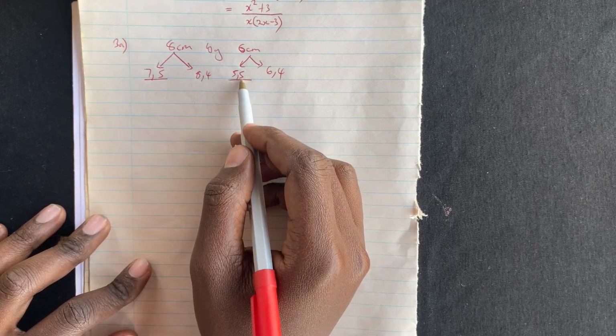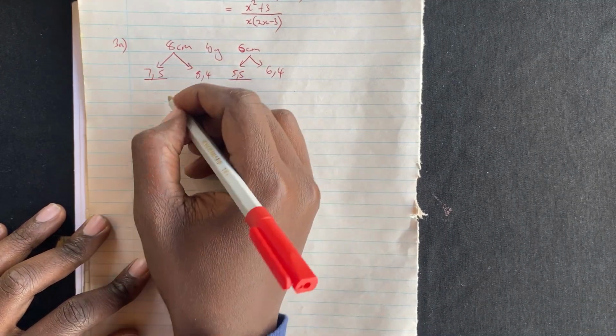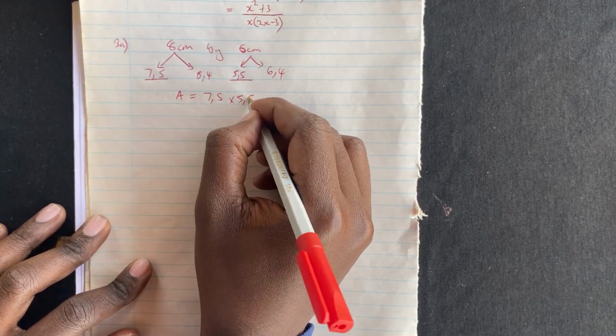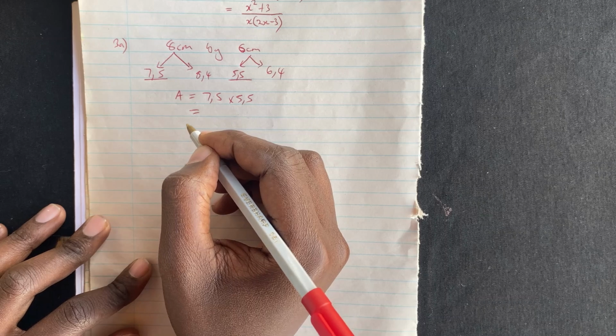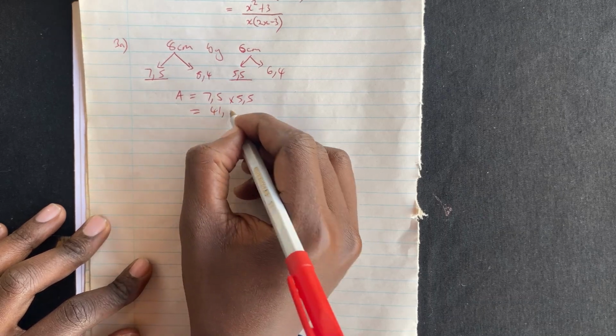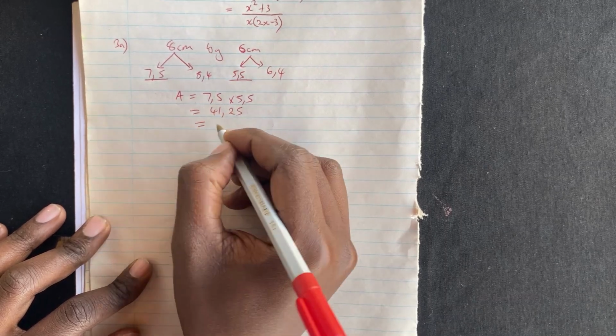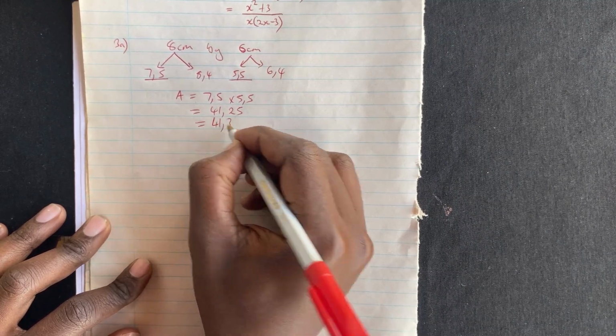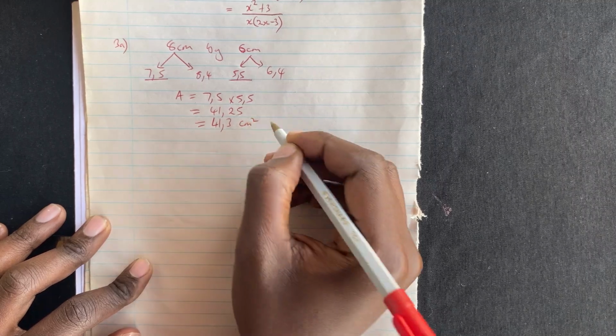and 5.5. So our area is 7.5 multiplied by 5.5, and then you get 41.25. Then we round it off to 3 significant figures, which is 41.3 square centimeters.